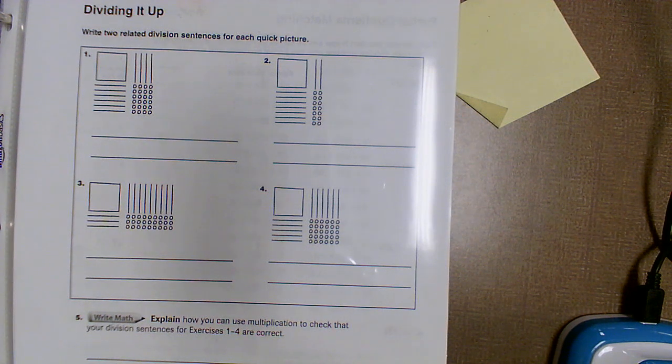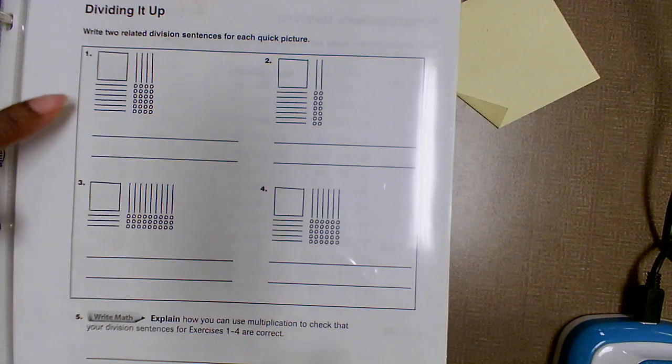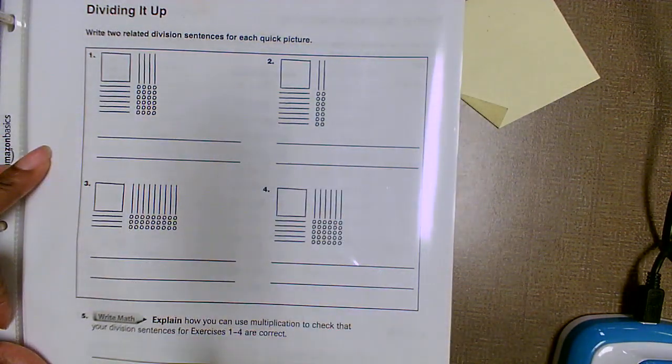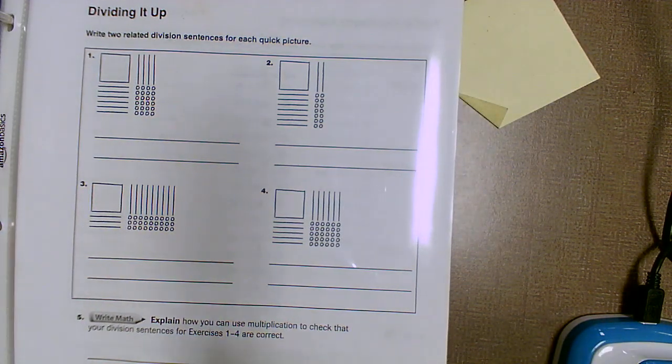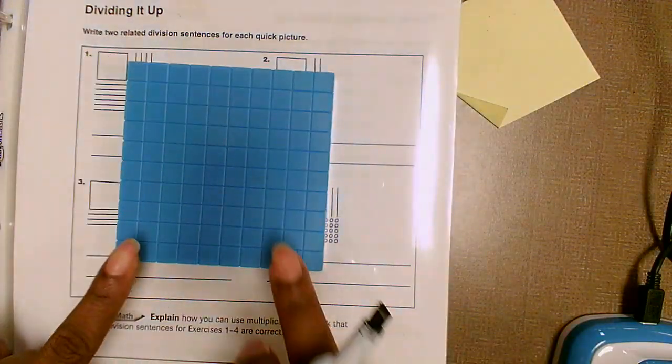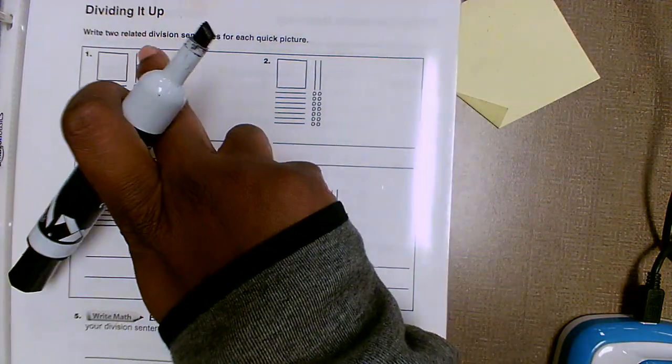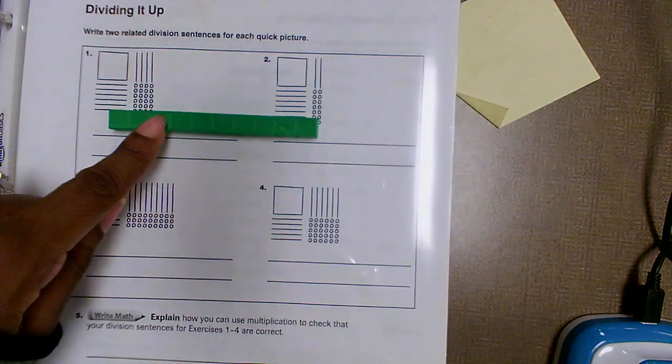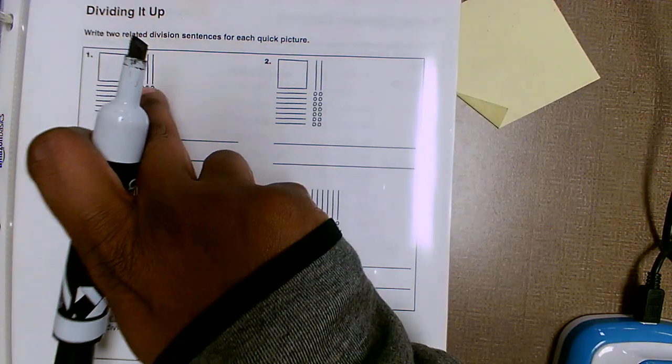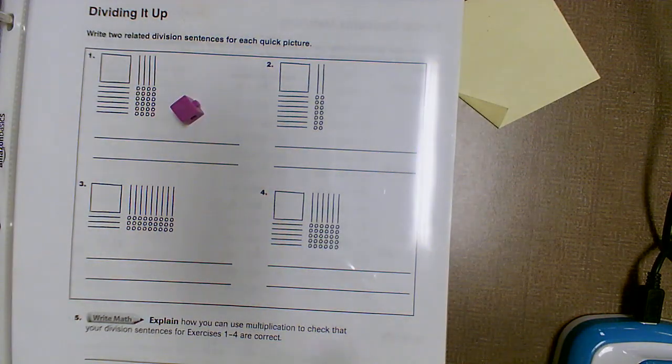Hello, boys and girls. Today we are going to continue with dividing our decimals. This time we have pictorial representations to help us to get through this. So we have our flat, which represents this one. We have our lines here that represents our tenths. Then we have our circles that represents our hundredths.